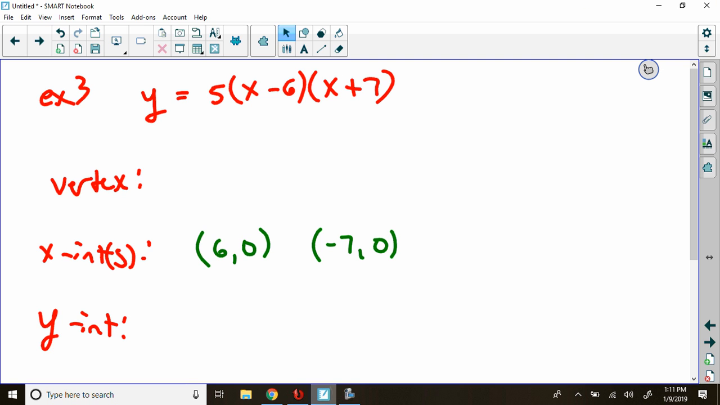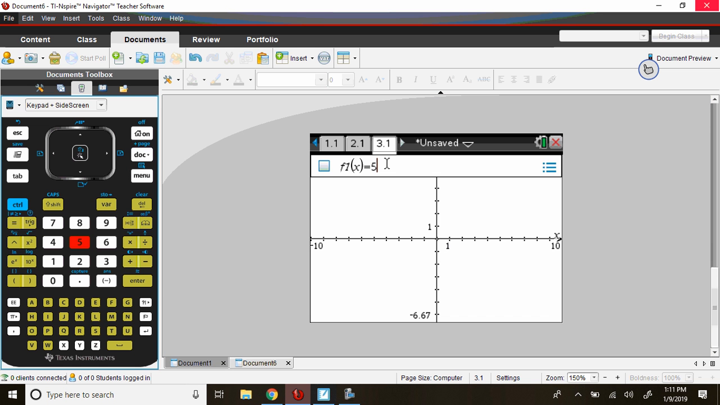What do we have hanging out front? A 5. So it's 5 times the group x minus 6 times the group x plus 7. I better put a parenthesis in here. There it is. X plus 7, I'm sorry. Thank you. Good looking out. Don't know what happened there. X plus 7, and somehow my one factor disappeared. X minus 6. There it is.